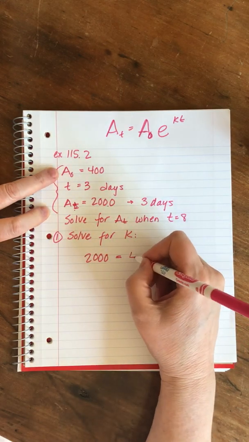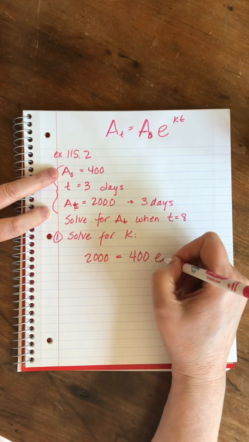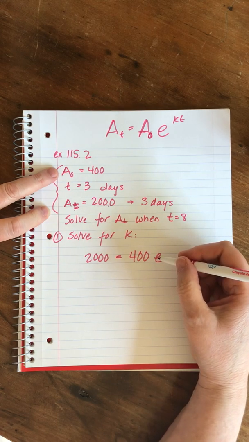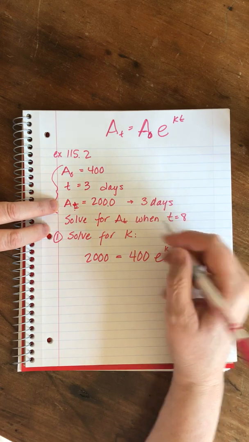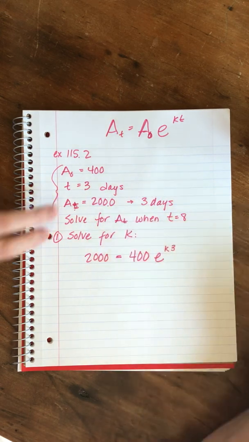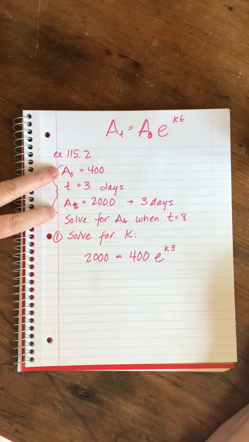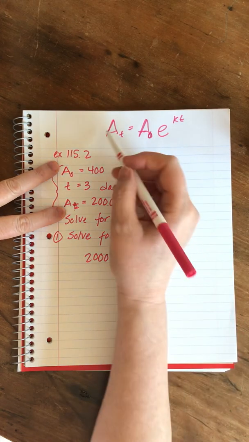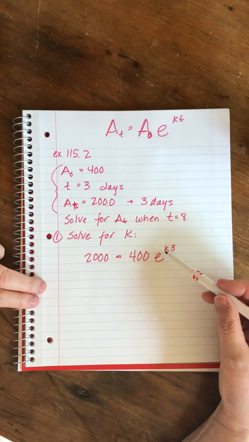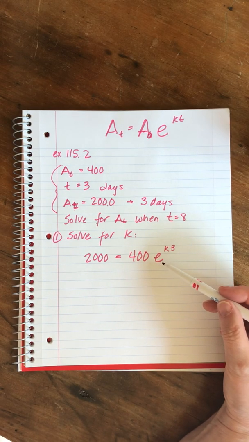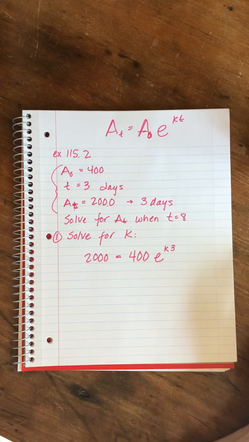amount, is 400, times e, our calculator knows what that is, we don't have to tell it, times some constant, times t, which is 3. Okay, so we plug these 3 values into the original equation, and that's going to allow us to solve for k. Remember, e isn't really a variable. It's just a shorthand way of writing 2.718 blah, blah, blah.